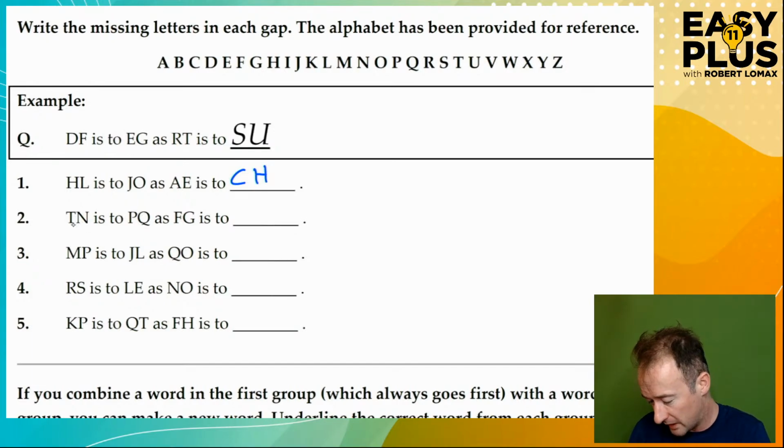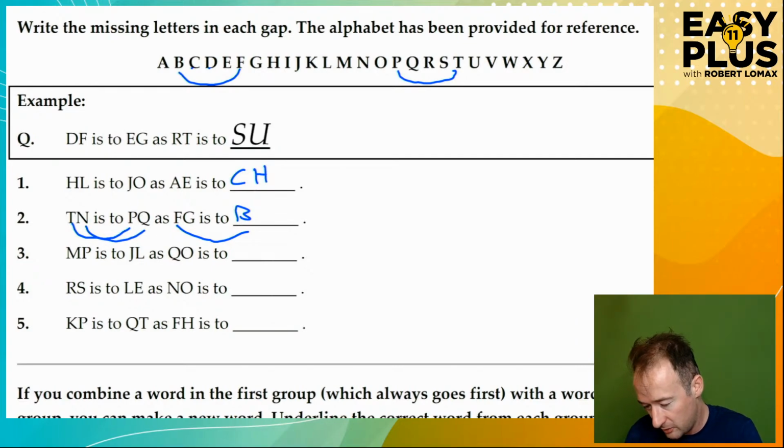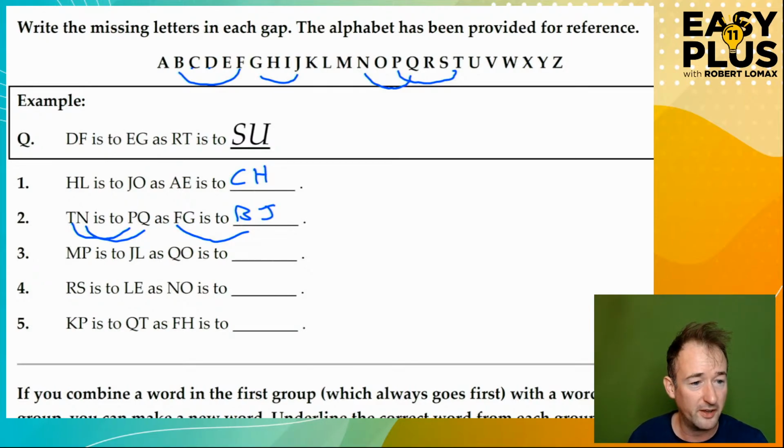TN is to PQ. How do we get from T to P? Okay, so T is here, P is here. What did we do? We went 1, 2, 3, 4 to the left. Careful to count very accurately so you don't make a mistake. So 4 to the left from F. So F, 1, 2, 3, 4. It's B, okay? So T is to P as F is to B. N is to Q. So how do we get from N to Q? We go 3 to the right, OPQ. So G, we go 3 to the right, HIJ. Okay? So TN is to PQ as FG is to BJ. So you get the hang of these.